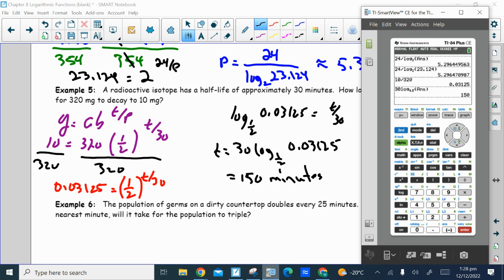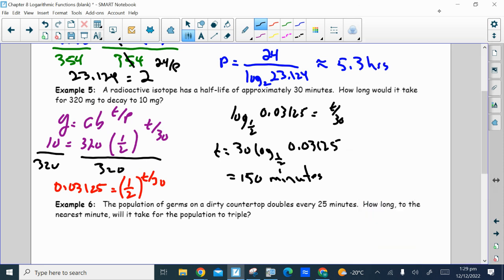If you start with 320 milligrams, well, after 30 minutes, there'll be half left, so divide by 2. So after 30 minutes, there's 160. Divide by 2 again, that's the amount after 60 minutes. Divide by 2 again, that's the amount after 90 minutes. Divide by 2 again, that's the amount after 120 minutes. Divide by 2 again, that's the amount after 150 minutes. Okay? So this one could be checked just by using some simple logic.